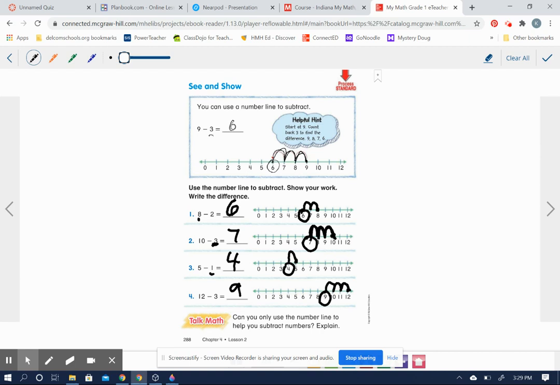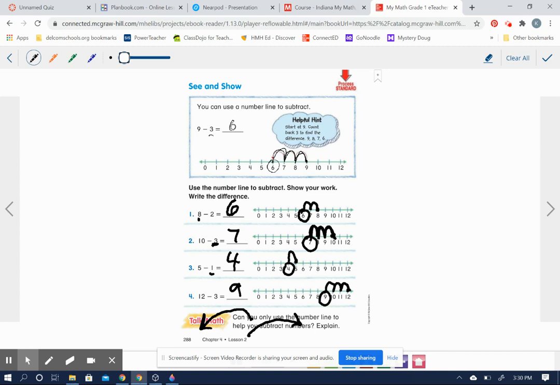Now it says, can you only use the number line to help you subtract numbers? Explain. Well, if you were listening, I was pointing out that yes, we used a number line when we were adding also, but the biggest difference is when you're adding, you're going to move forward on the number line because you're counting on, and the numbers are getting higher and higher as you're adding. And with subtraction, you're going to count backwards and go this direction because you're counting back. So you're going to go backwards that direction for subtraction.